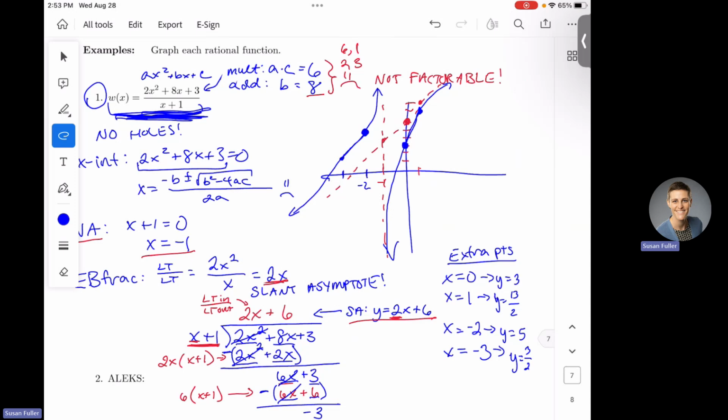Okay, so that's how you're going to do these when the top doesn't factor. So if the top doesn't factor, don't panic. I want you to find your vertical asymptotes and then find your end behavior fraction to figure out if you have a slant or a horizontal asymptote. Put everything on a graph and then find those extra points.